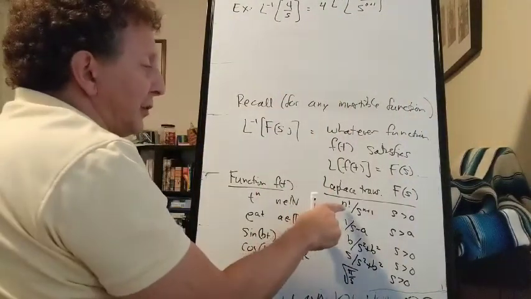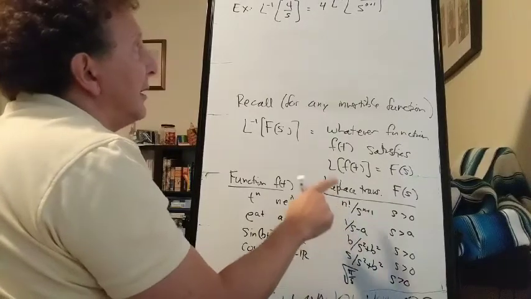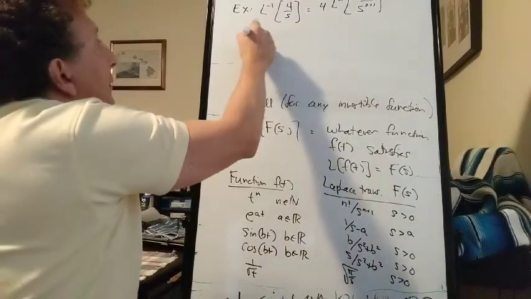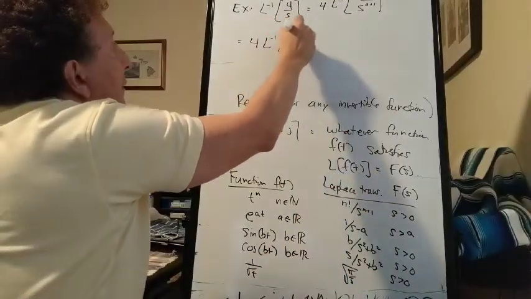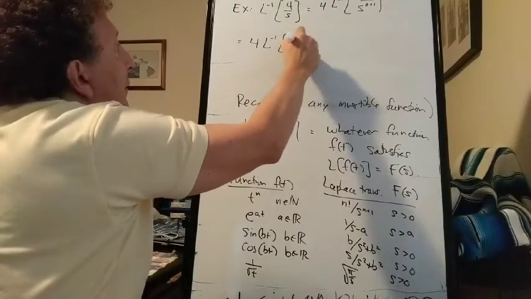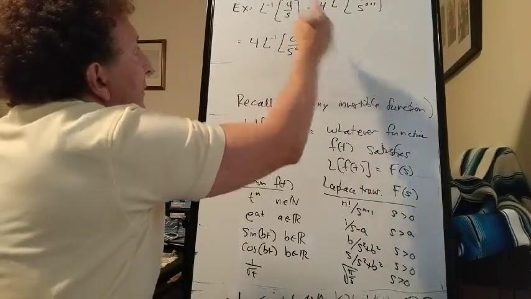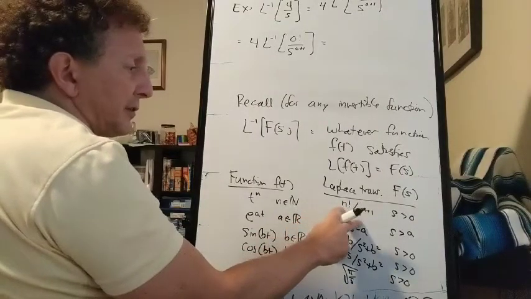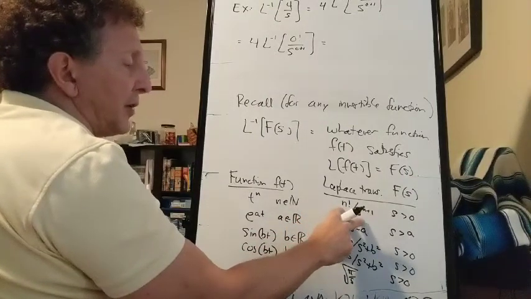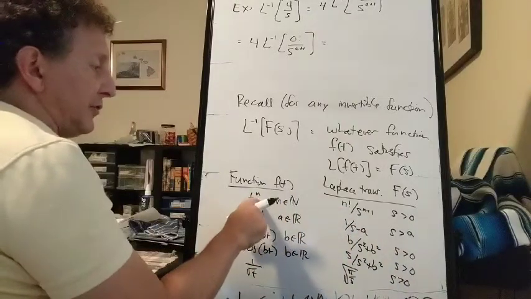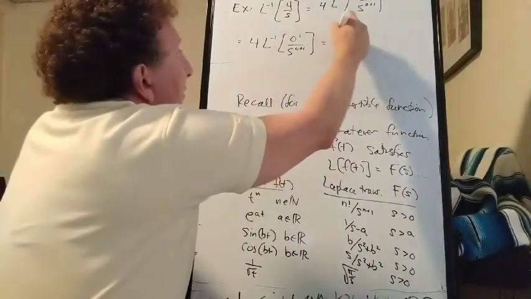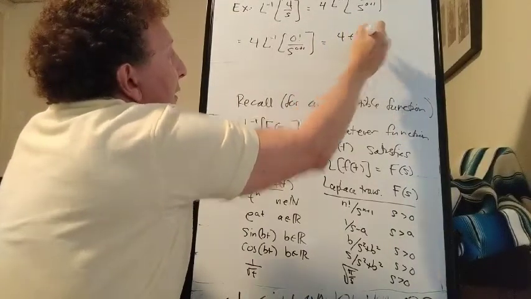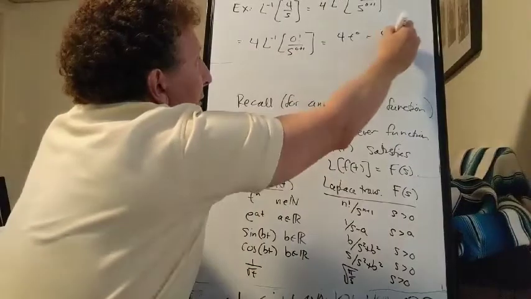Alright, then I wish I had 0 factorial in the numerator. Actually I do, because 0 factorial is 1. So the inverse Laplace transform of 0 factorial over s to the 0 plus 1 is t to the 0. So copy the constant, t to the 0. T to the 0th is just 1, so this is 4.